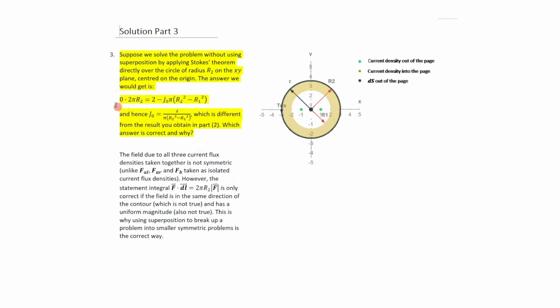The field is going to be 0 because we've stated that it's going to be 0 at this point here. This is a contribution, say, to this filament. And there's a contribution to the filament here. Both are positive contributions, whereas the current flux in this one is in the opposite direction, so you end up with a minus sign here. So this would be the current flux due to this cylindrical ring that you see here. If you then solve for J naught, you end up with this result, but that's different from part 2. Which answer is correct and why?